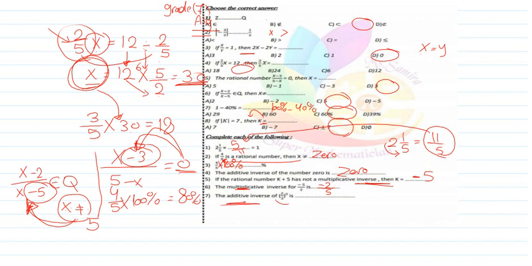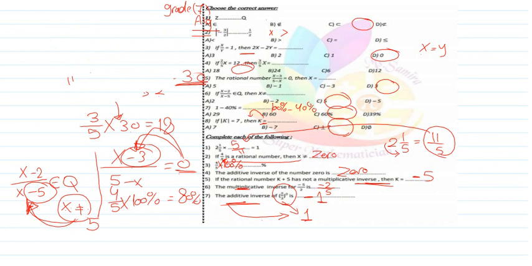Additive inverse of the bracket to the power 0. Any bracket to the power 0 equals 1. Again, any bracket to the power 0 equals 1. And now we need the additive inverse of 1. The additive inverse of 1 will be negative 1. Don't forget that: additive identity is 0, multiplicative identity is 1.